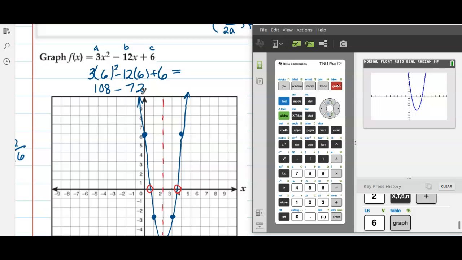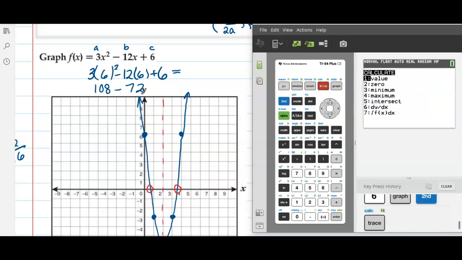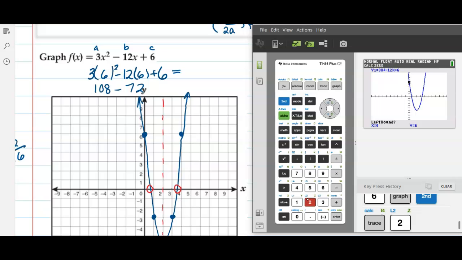Now, to figure out where it crosses, I'm going to press second trace. I want the 0, which is option 2. I want my little flashing cursor or spider to be before where the graph crosses. So right up here, because this is where the 0 is, I want it before as I go from left to right. So I hit enter. Then I move my cursor to the right, enter.